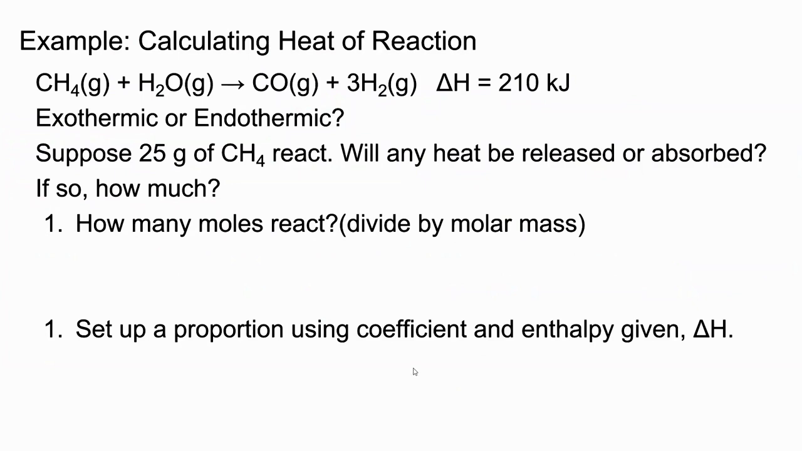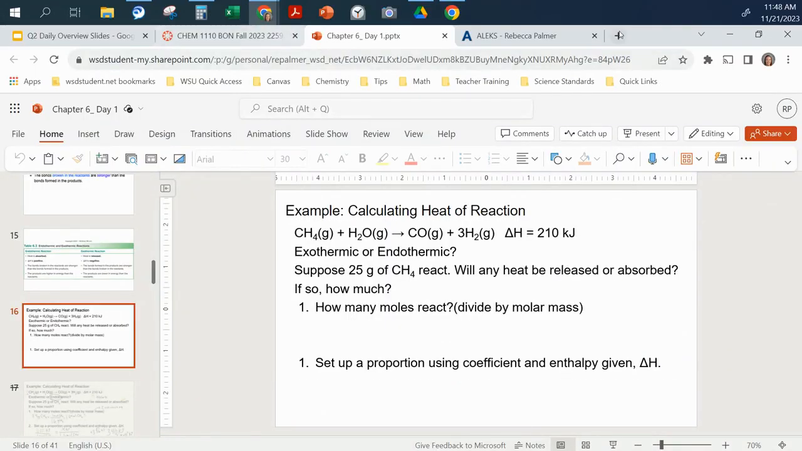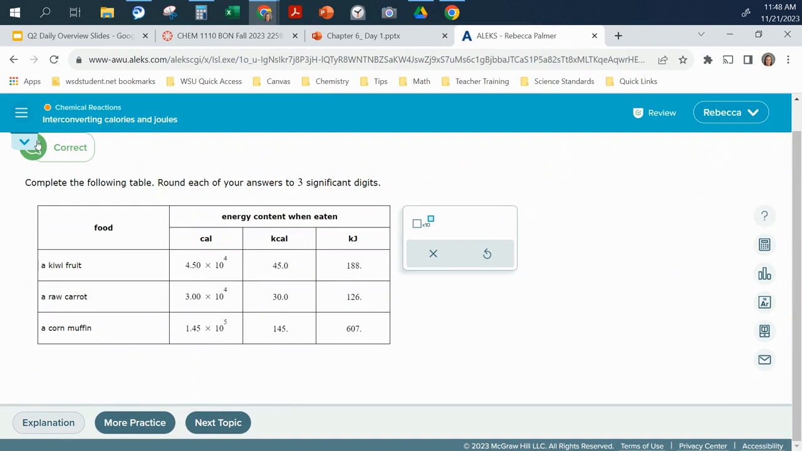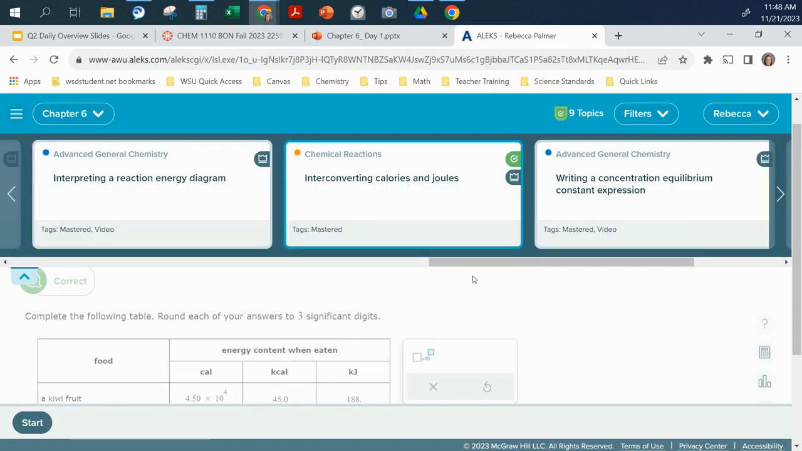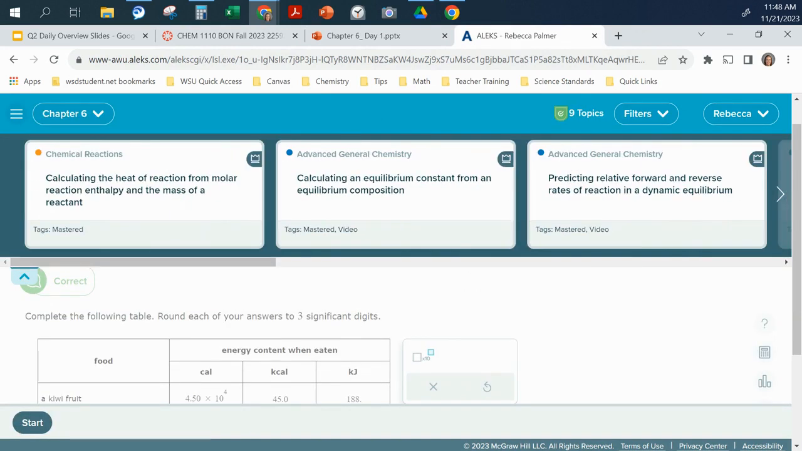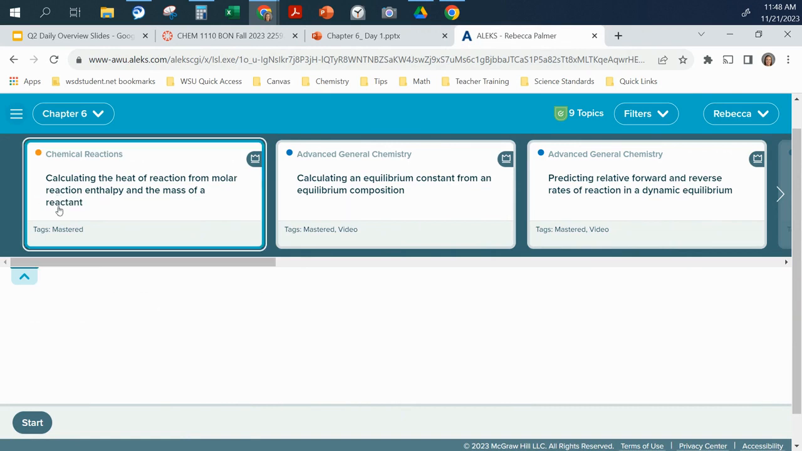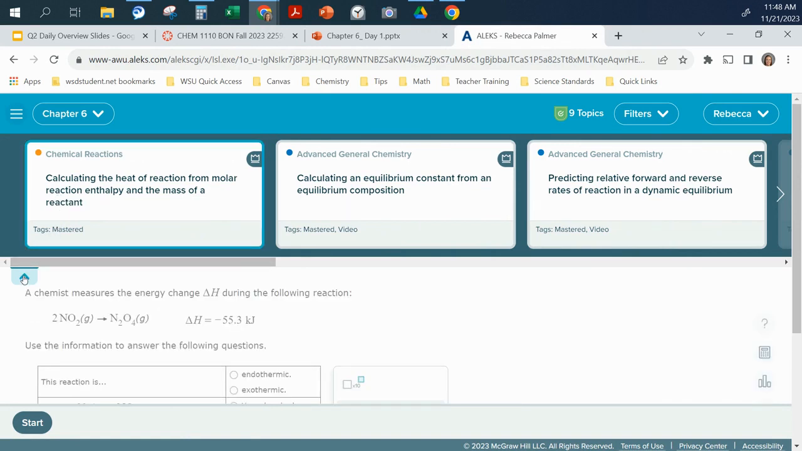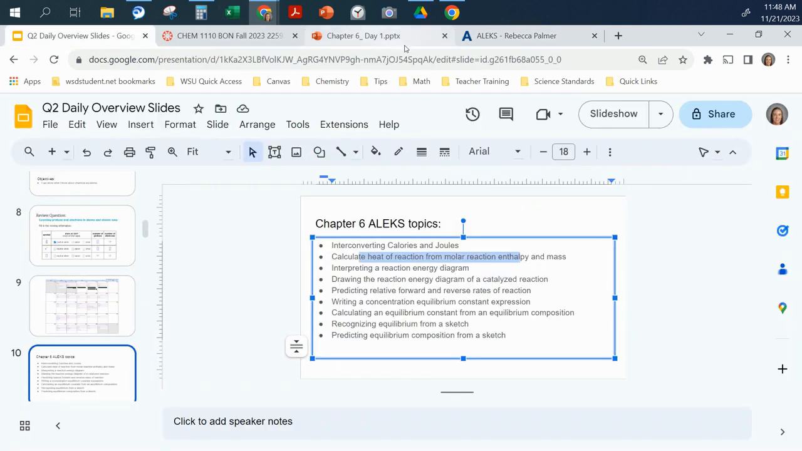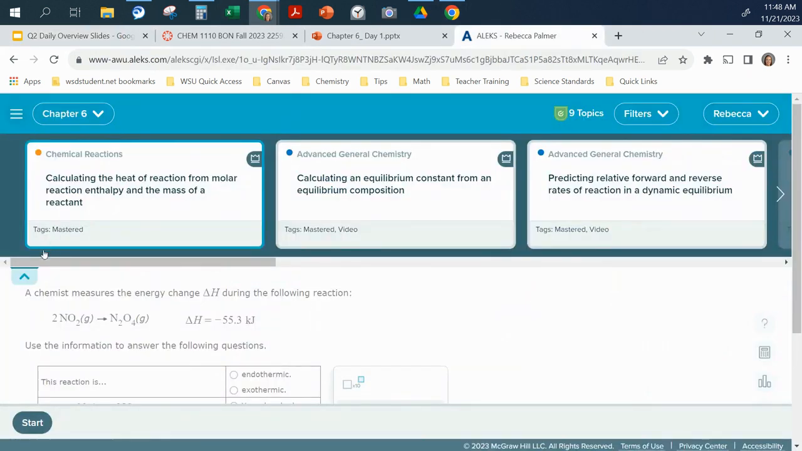Okay, let's go to our examples in ALEKS. So this one, we're looking at calculating heat of reaction from molar reaction enthalpy and the mass of a reactant. I think it is the right one. Yeah.